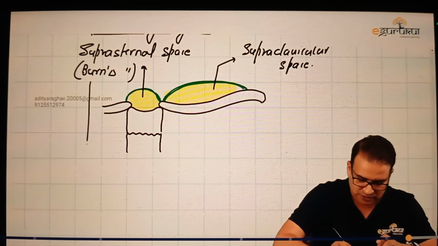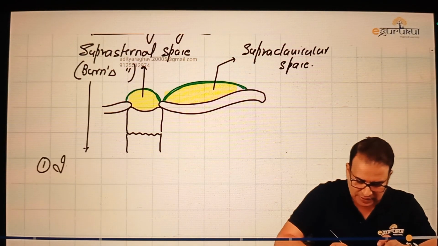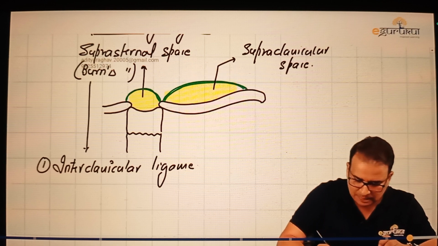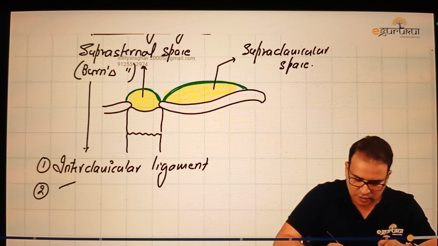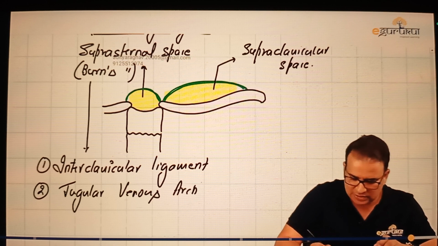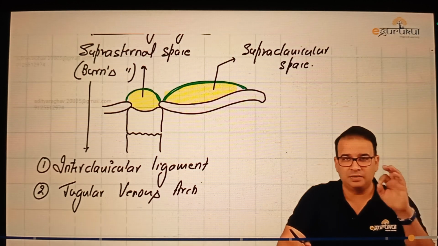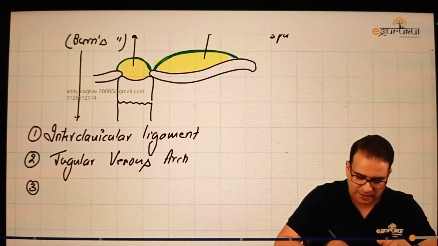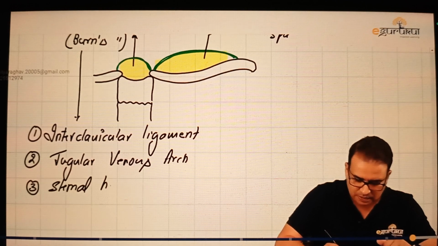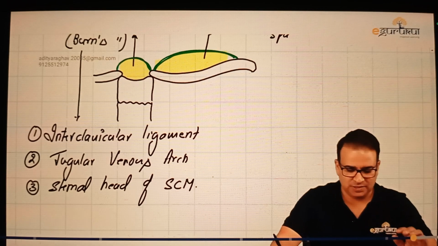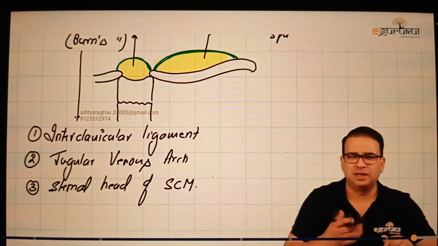So if I write it here, the contents of the suprasternal space go like this. Number one, what was the ligament? It was the interclavicular ligament. Number two, we got the jugular venous arch. What is the jugular venous arch? It is the venous arch connecting which vein? Anterior. Don't write internal or external. It is connecting the anterior jugular vein. And number three is the sternal head of sternocleidomastoid. That is awesome. So these are the three major contents of the Burns space, the suprasternal space. We have some lymph nodes also there.